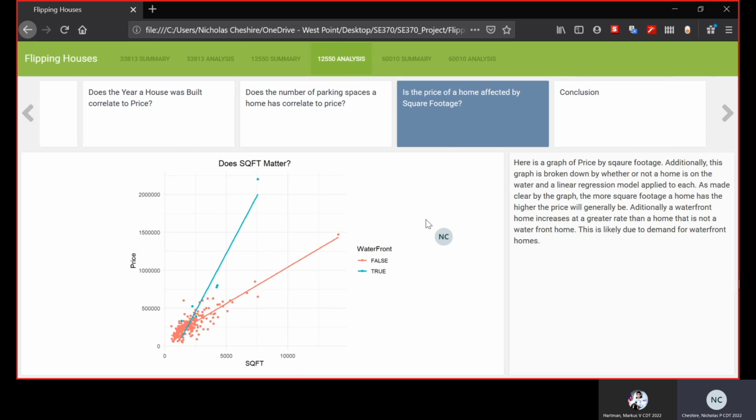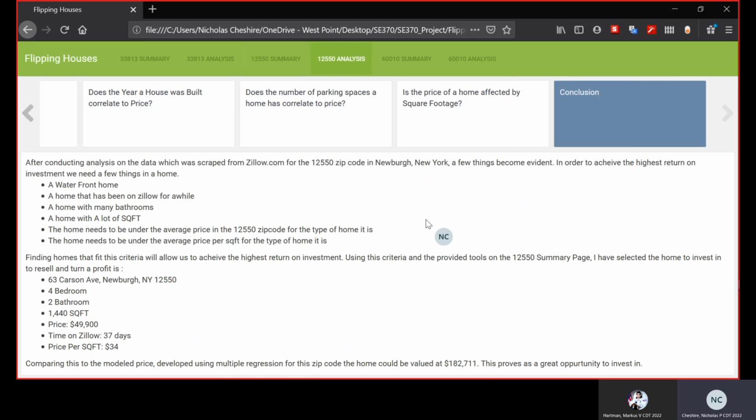When we're looking at the price of a home, how it's affected by square footage, same thing as 3313, the same kind of trends, a little bit more exaggerated by some of these houses that are more expensive, but generally the more square footage a house has, the more expensive it'll be. If it's on a waterfront, it will increase higher, likely due to the demand.